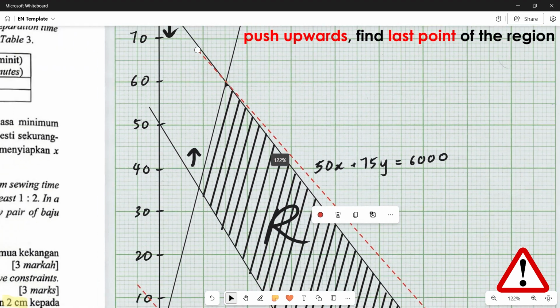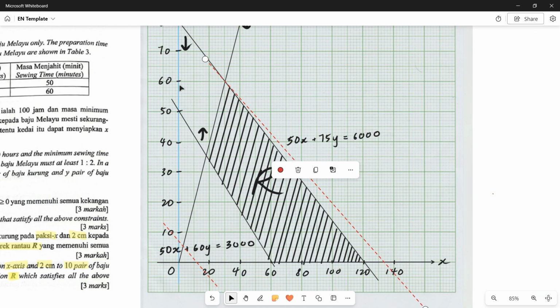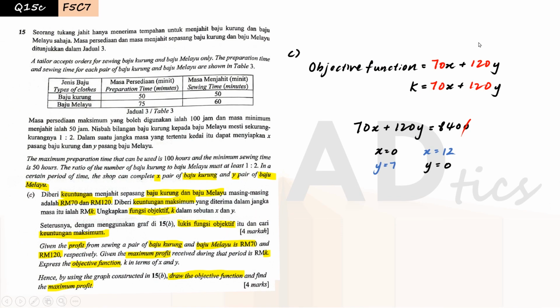The x value from here, if we go downwards, is 30, and from the left side here, the y value is 60. So our coordinate is 30, 60, and let's go back to find the maximum profit. We have found out that the maximum point is 30, 60, so we substitute the two values into x and y to find the maximum profit, which is 9300. And with that, we have completed the discussion for this paper.